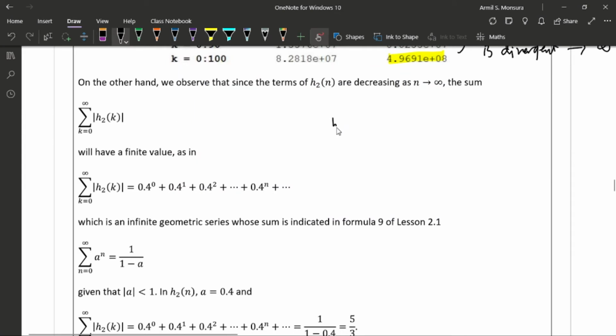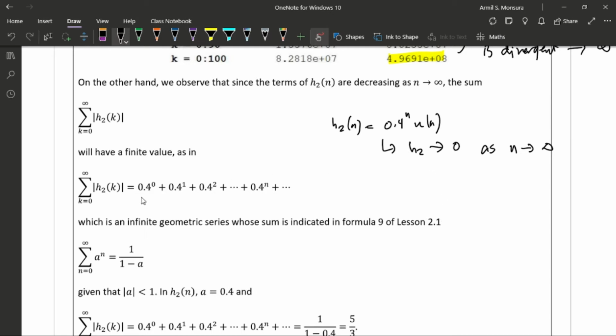Now let's talk about h2[n]. Again, h2[n] is given as 0.4 raised to n u[n], which we expect to be a decaying exponential sequence. So we know here that h2 approaches 0 as your n approaches infinity.